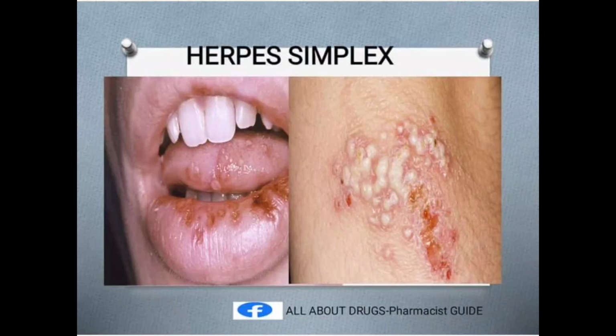Our discussion today is about herpes simplex, herpes zoster, and varicella zoster. The first one is herpes simplex. The clinical depiction is as follows, on the skin and on the lips.